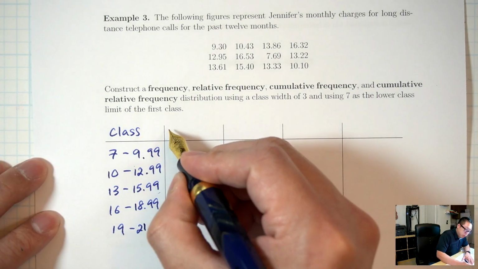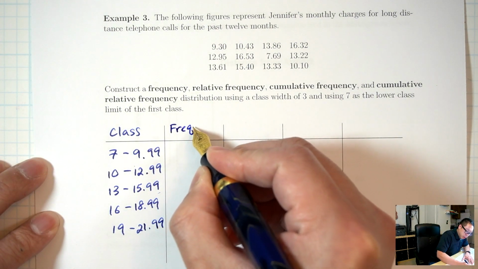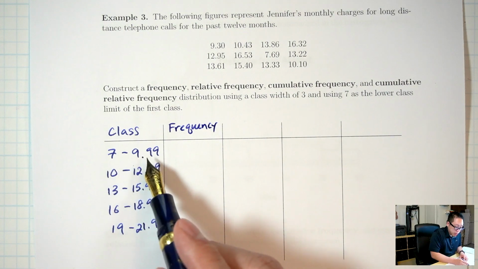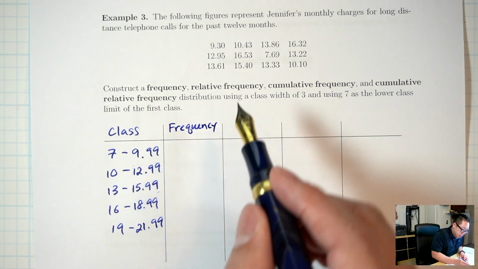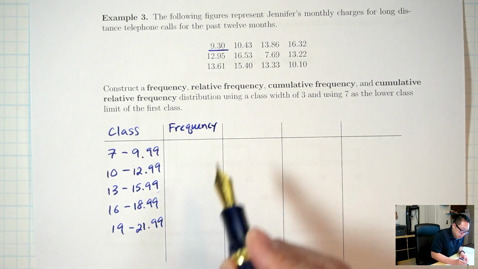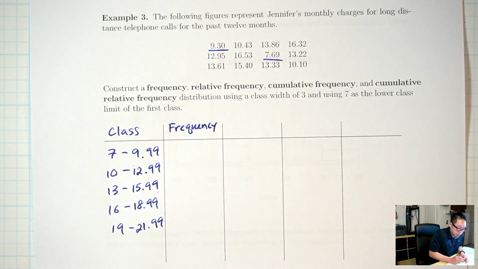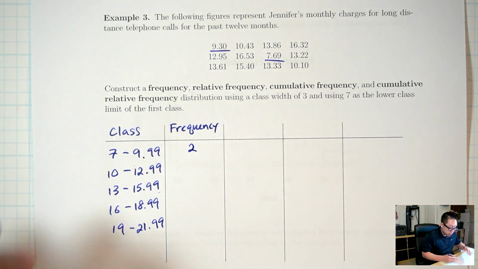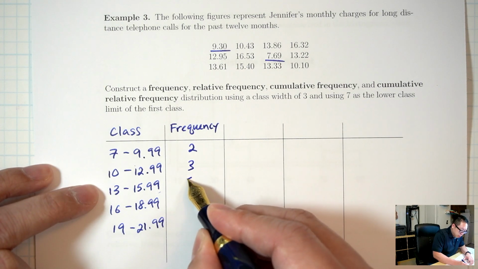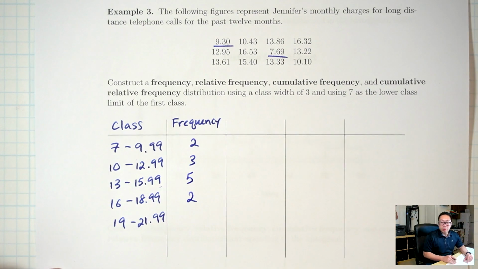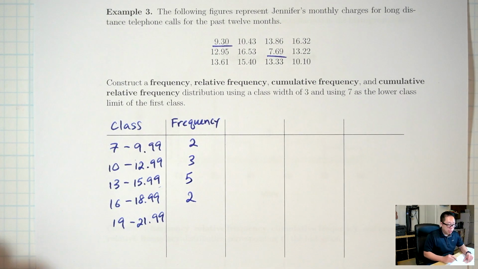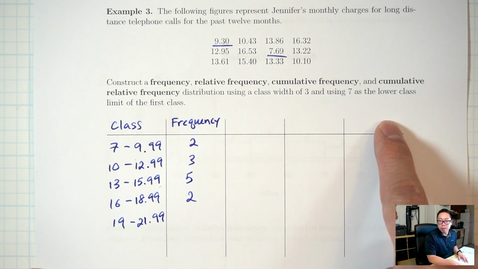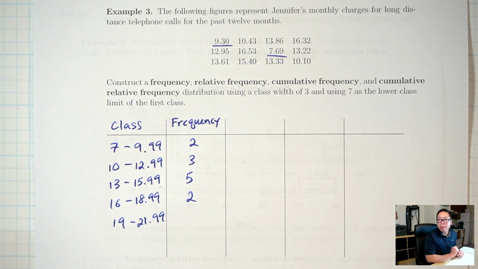Okay, and then from here, frequency. You're going to count how many data values are between 7 and 9.99. So let's count here. That counts. That counts. And I think that's it. So there's 2 between 7 and 9.99. And I'll tell you the other ones. The other ones are 3, 5, and 2. So we didn't need this last one anyway. And then from here, you would find the relative frequency, the cumulative frequency, and the cumulative relative frequency, which I think you know how to do. So I won't do that here.